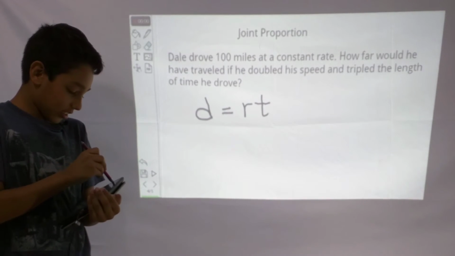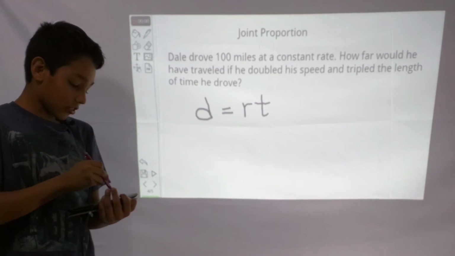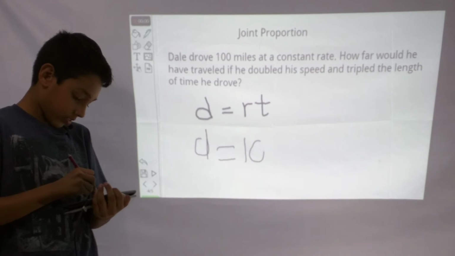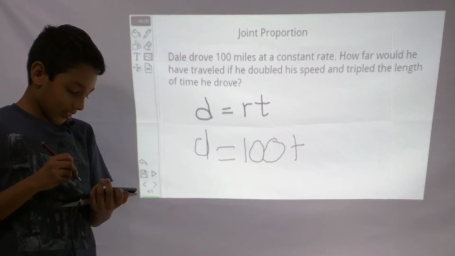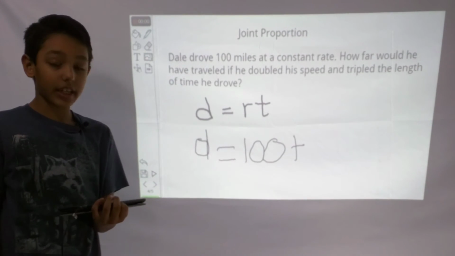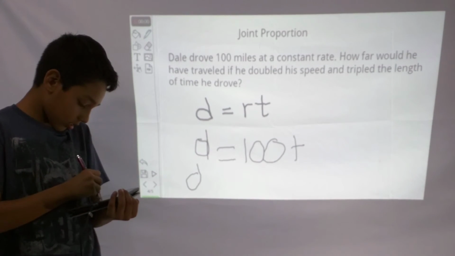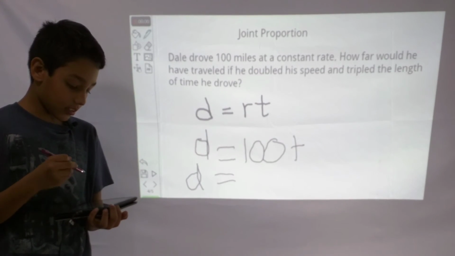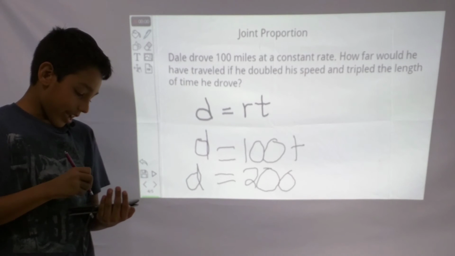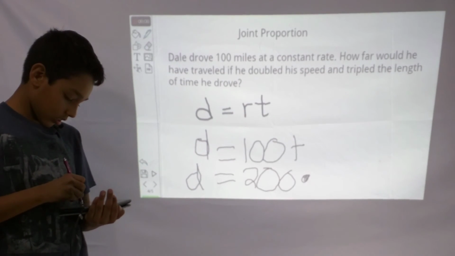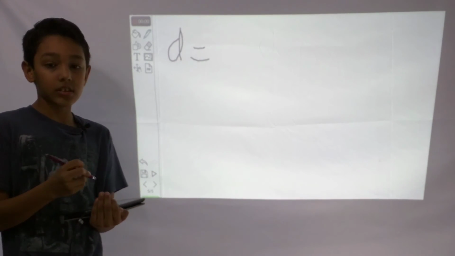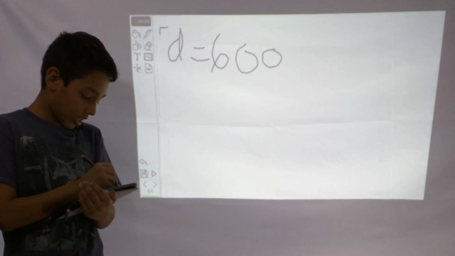Dale. Okay, so Dale drove 100 miles at a constant rate. So the rate is 100. So D equals 100 for the rate times T. And then if he doubled his speed and tripled the length of the time he drove, D equals, so double the speed, which is 200. So 100 times 2 is 200. And then he tripled the length of the time he drove, so times 3. And then we have D equals 200 times 3 is 600. And that's our answer.